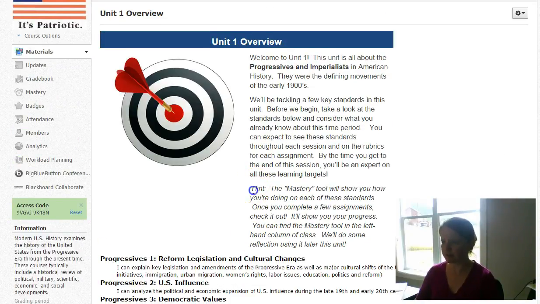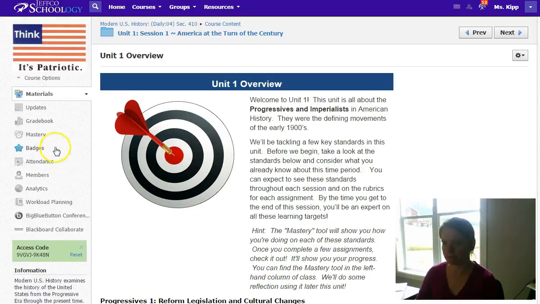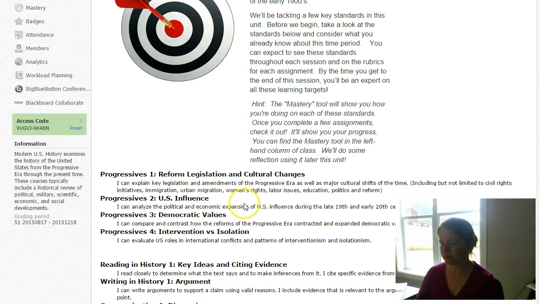But I gave you a hint here. Every one of our assignments will be aligned to one of these standards, or more of them. So in the case of a quiz, you might have questions on several different standards. And then you'll be able to see how you're doing on these standards by clicking on the Mastery tool. It's going to give you and me a lot of information about where your weaknesses are and where we need to focus additional time with these standards.